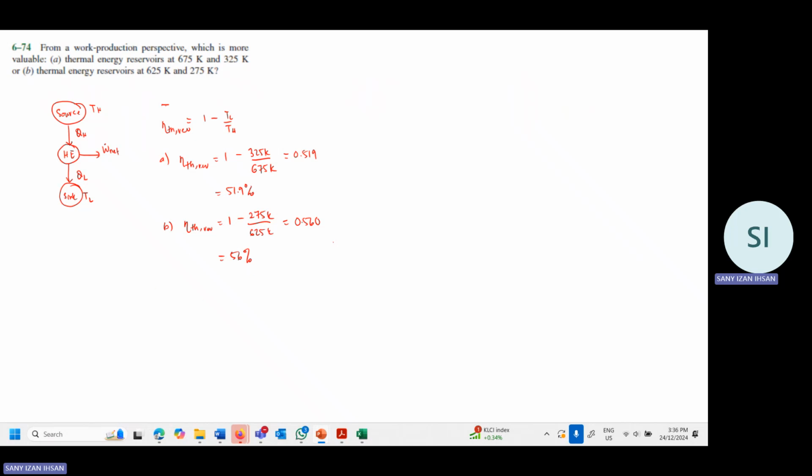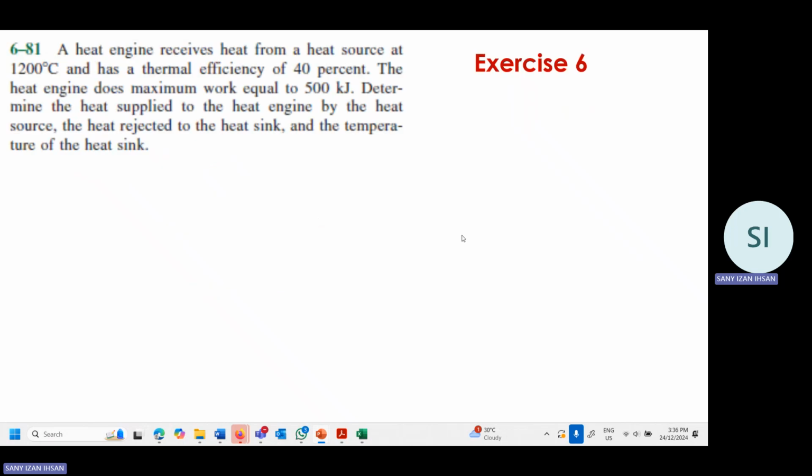So comparing the two, you can see that B has more potential to produce more work compared to A. So therefore B is more valuable. Okay, so that is the first problem, 674. Let's move to the next problem.